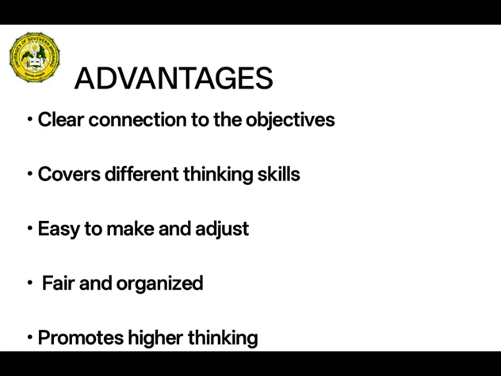First is clear connection to the objectives. The TOS matches the lesson goals, so the test measures what students are really supposed to learn. Next is cover the different thinking skills. It includes questions from easy to difficult, from remembering to creating. Easy to make and adjust. Since it's based only on objectives, it's simple to plan or change when needed. Fair and organized. It shows how many questions are given for each skill level, making the test balanced. And last is promote higher thinking. Students don't just memorize, they also analyze, evaluate, and create based on objectives.